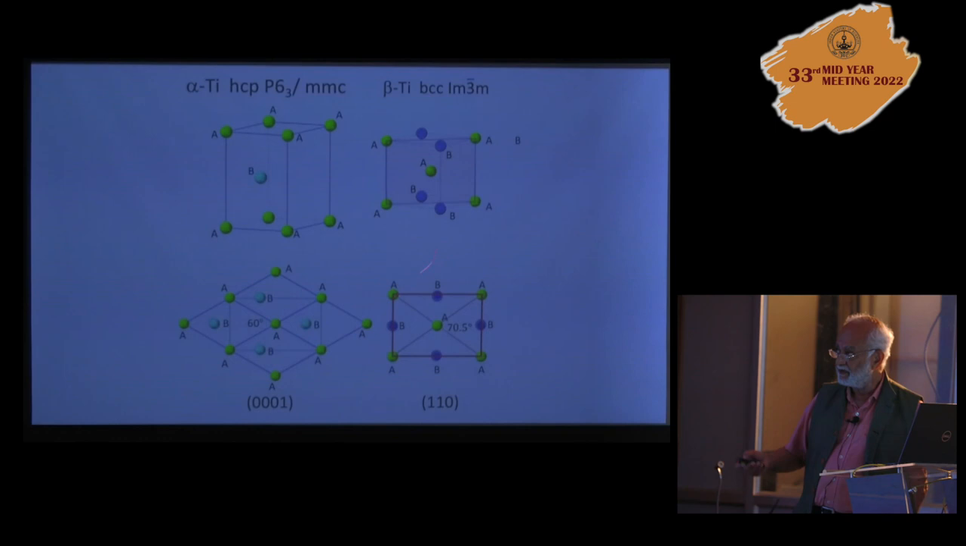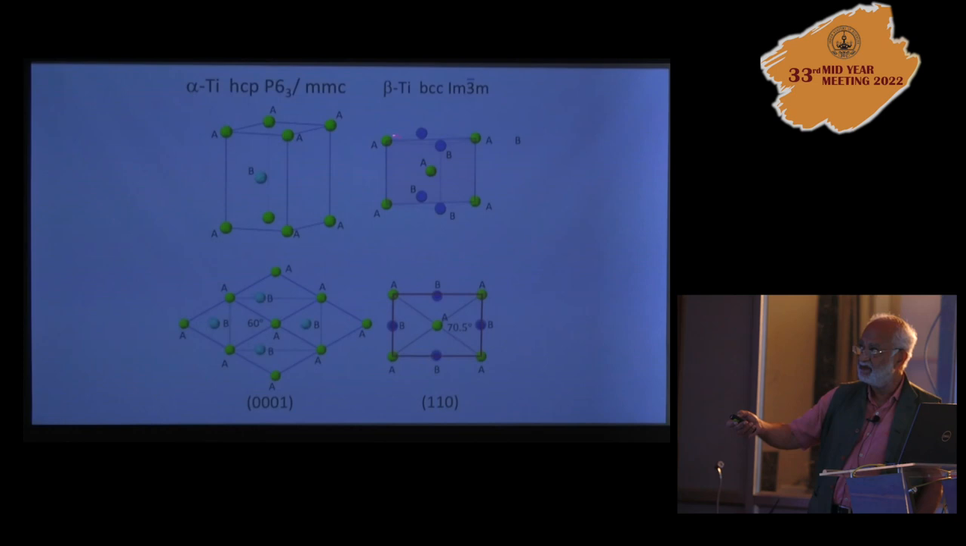And if you project the BCC phase down this axis, which is the 110 axis, it looks like this. So you can see the similarity between the parent phase in this projection and the product phase. The angles are a bit different: 60 degrees in the product phase goes to 70.5. So you have to have that distortion in the lattice, which gives rise to the lattice strain.